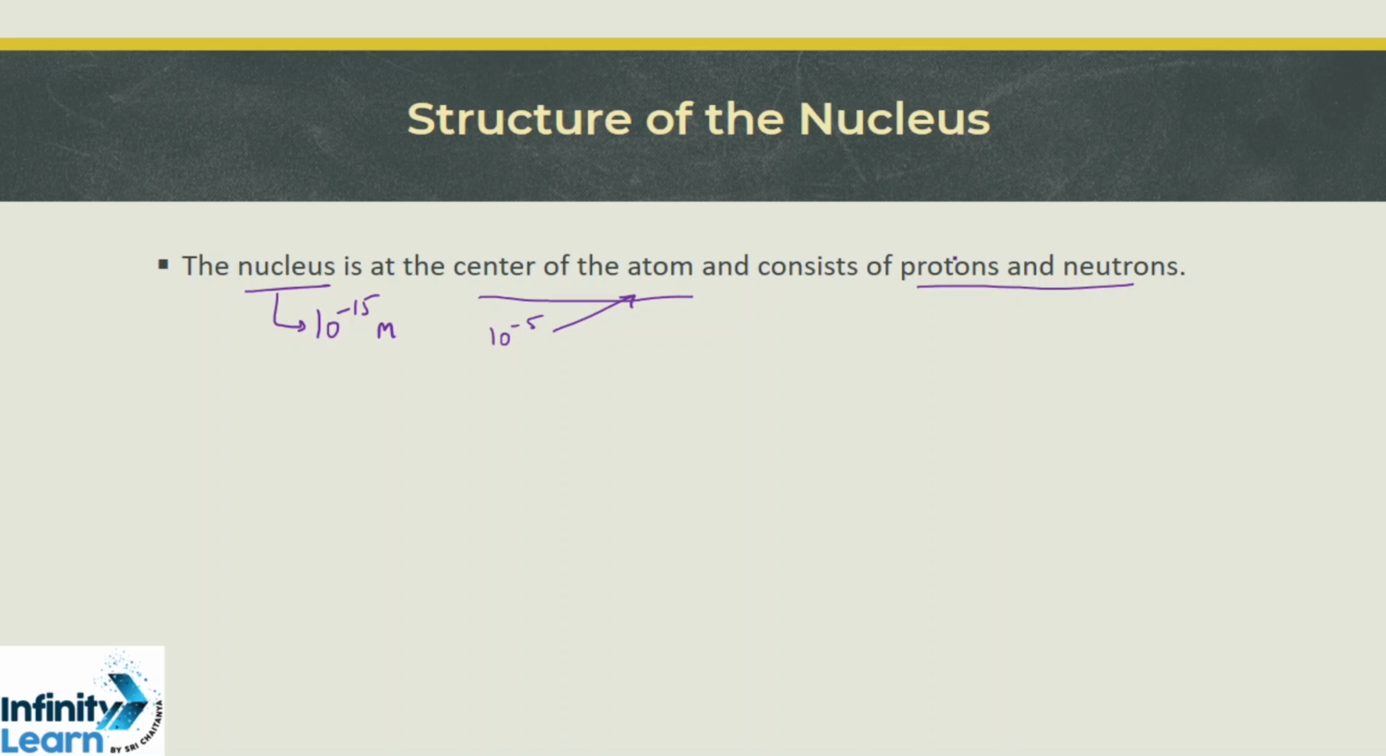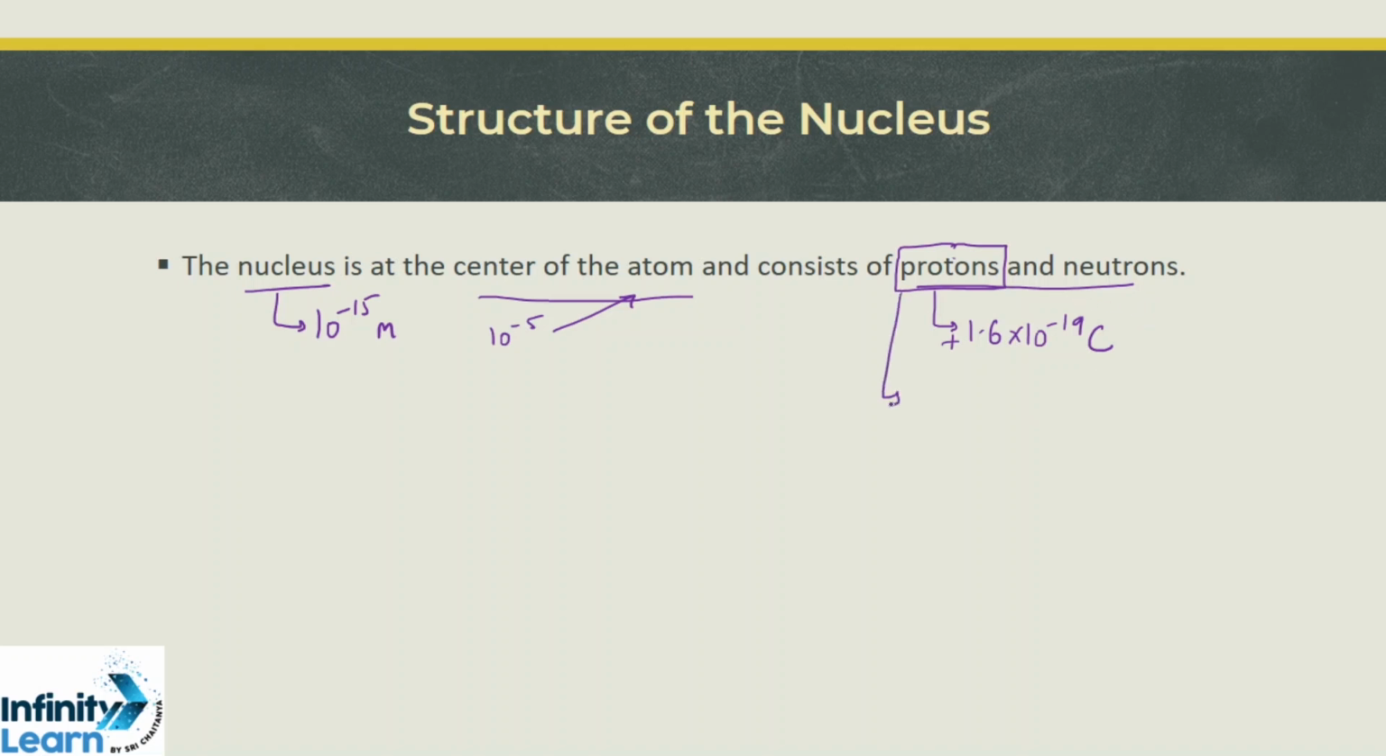Now it consists of protons, which are positively charged, and the amount of charge this proton has is similar to the charge of an electron. The charge of a single proton is 1.6 into 10 raised to minus 19 coulomb. The only thing is that this one has a positive charge and the electron has a negative charge. Talking about neutrons, they are neutral and hence they have no charge.